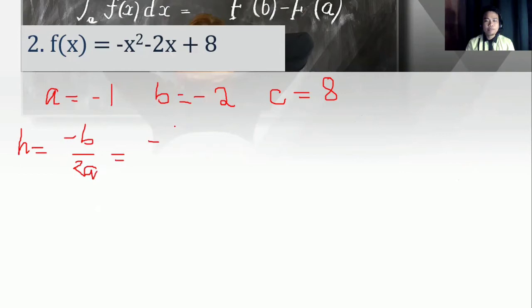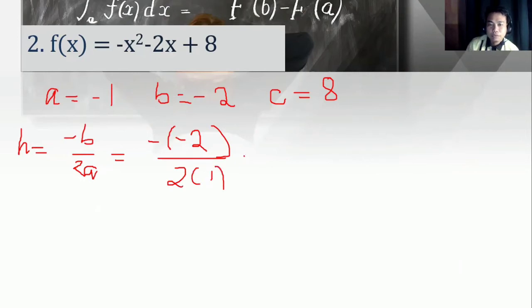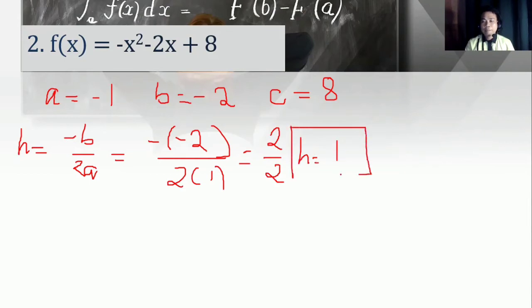So, negative times negative 2 all over 2 times 1. Negative times negative 2, the answer is positive 2. 2 times 1 is 2. So, h is simplified as 1. So, our value of h is 1.